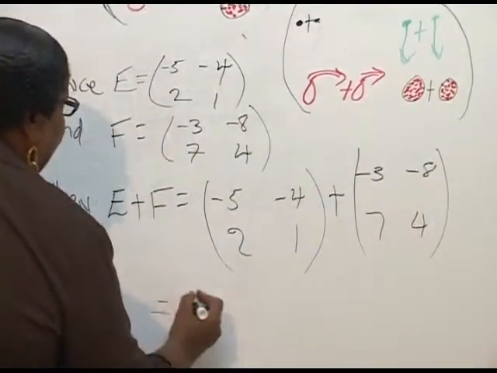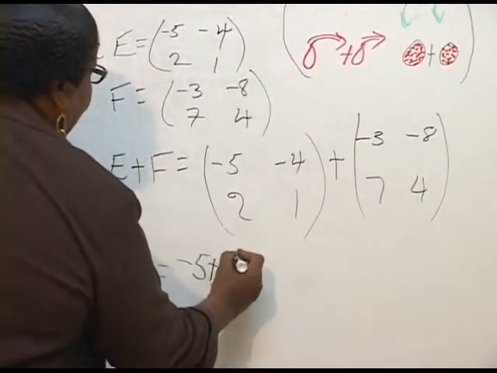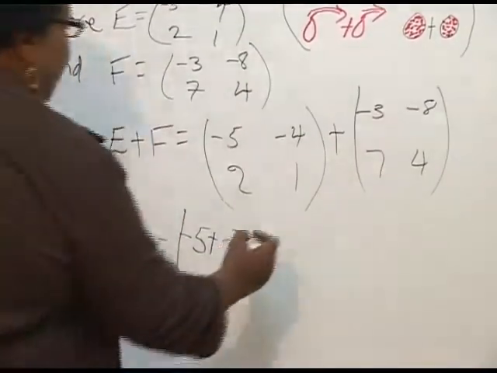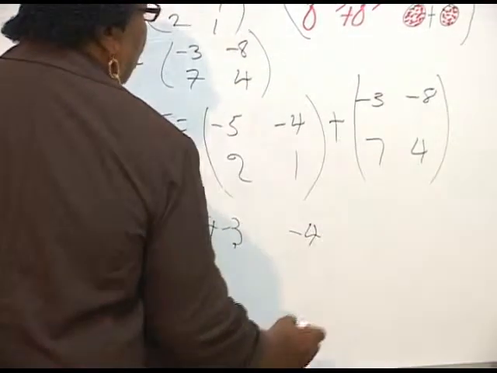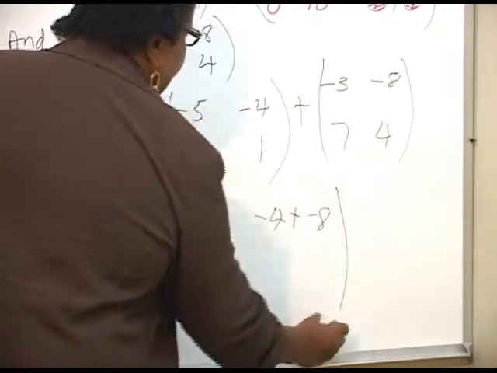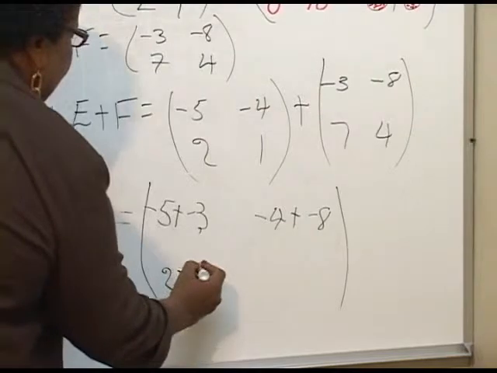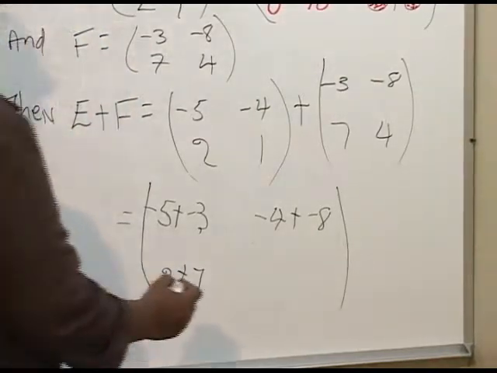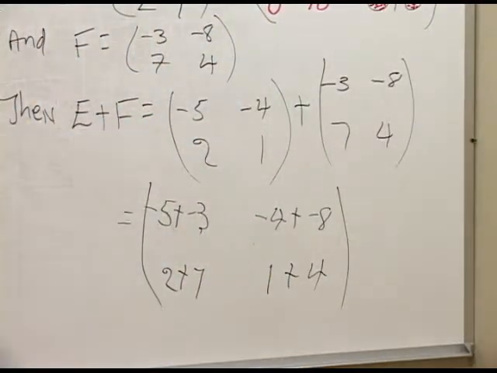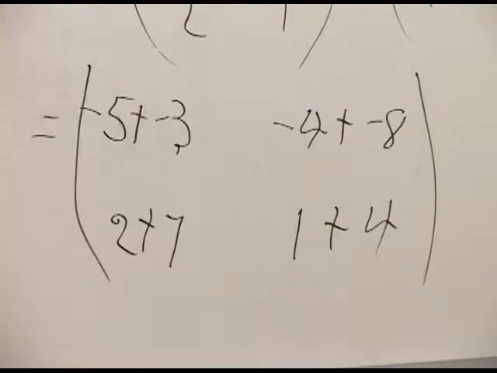So that would give us -5 plus -3, leaving them so you can see. Then we're going to have -4 partnered with plus -8. And then we have 2 plus 7. And we also have 1 plus 4. Now let us get a bit higher so that we can see how it works.